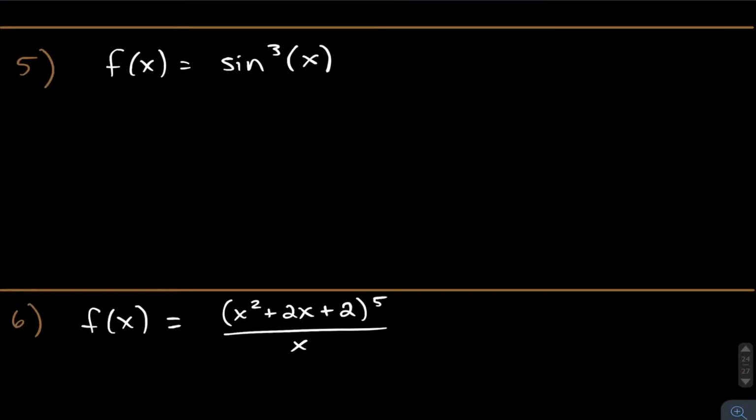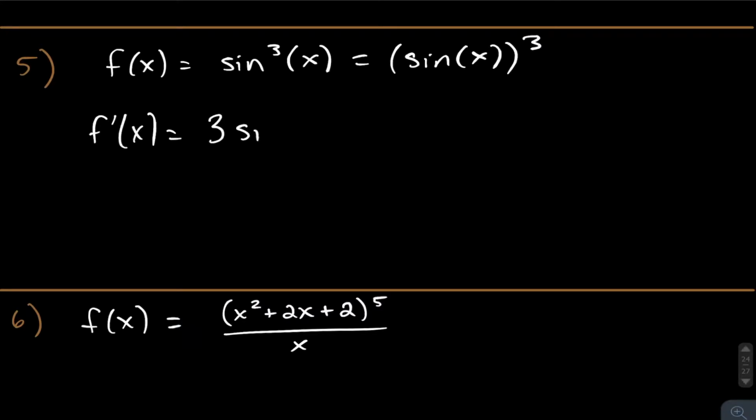Now next, we have sine cubed of x. This is the same thing as saying sine of x, and that quantity is being cubed. So we can just take the derivative normally as if we were taking it as x cubed. So we can say that f prime of x is equal to 3 sine of x squared.